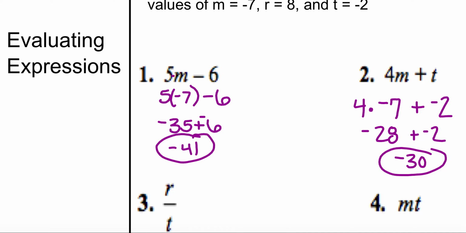If we go down to this next problem, we have r divided by t. We know that r is 8. We know that t is negative 2. I know that a positive divided by a negative is a negative, and 8 divided by 2 is 4. You may use a calculator for these, by the way. M times t. M is negative 7. T is negative 2. And when I multiply them together, I get a positive 14.